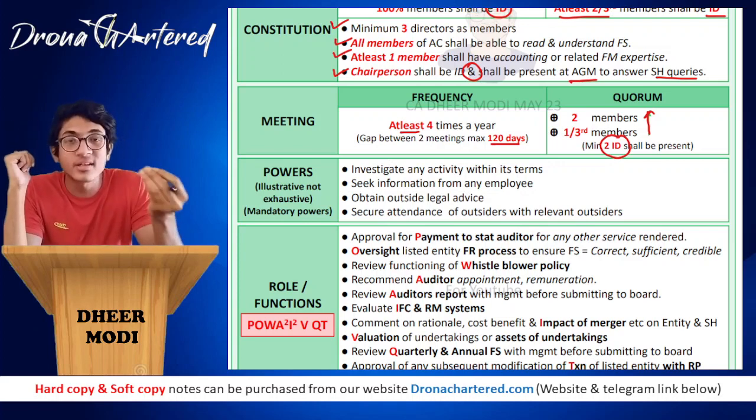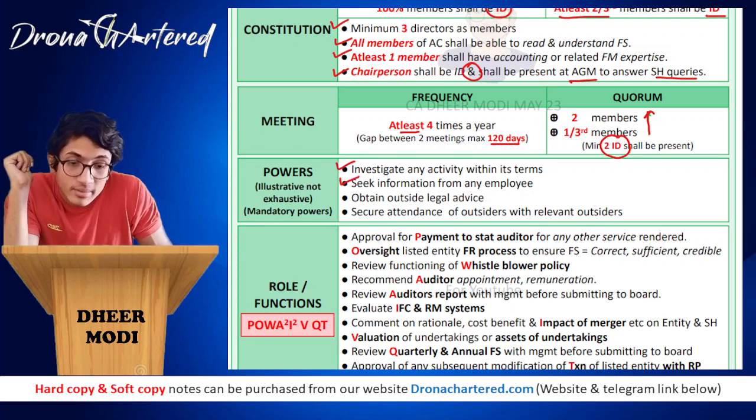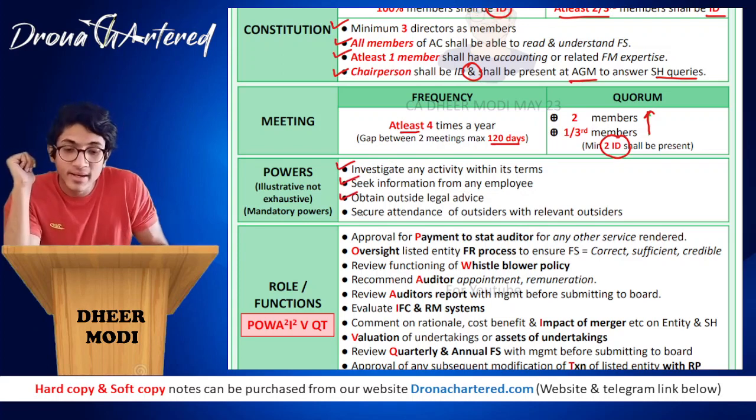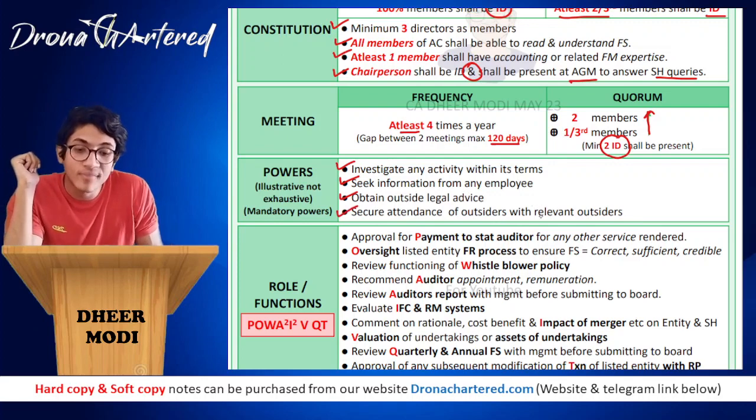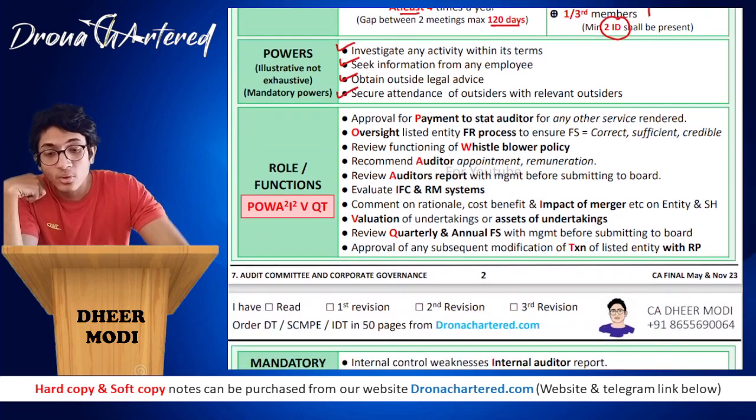These are illustrative, these are not exhaustive. So these are your mandatory powers: investigate any activity within its terms, seek information from any employee, obtain outside legal advice, and last is secure attendance of outsiders with relevant expertise. Okay, now coming to the role and function.